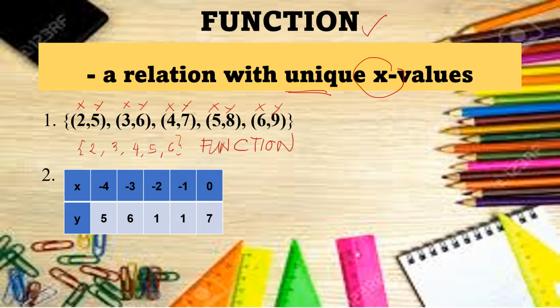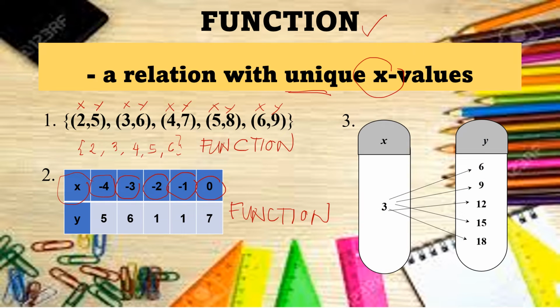Given a table of values, we can already identify which are your x values, which are negative 4, negative 3, negative 2, negative 1, and 0. Again, observe that the x values are unique because there's no repeated number or value for x. And if there's no repeated value for x, then that means the given is a function. Let's have the last example.